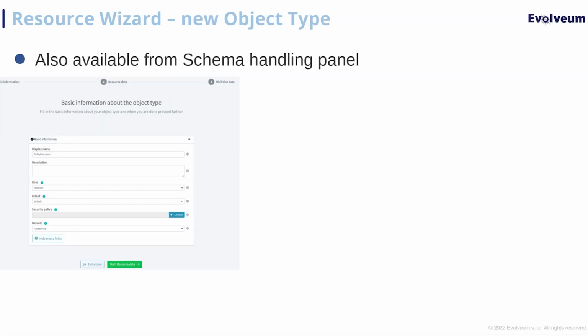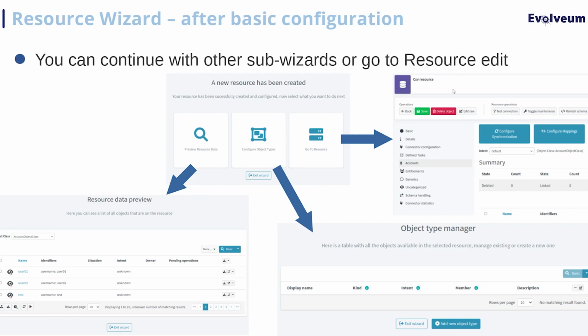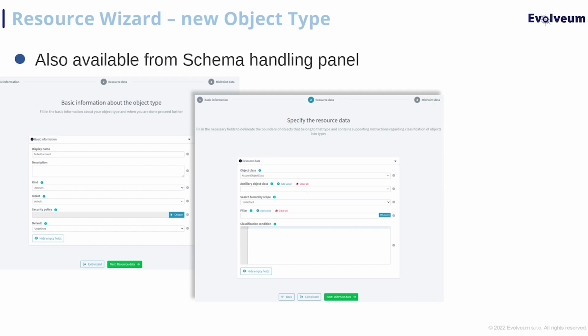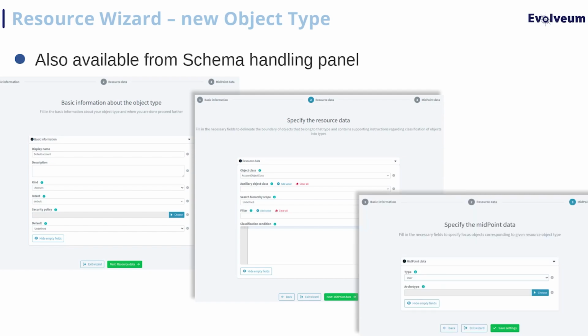To show what you can do next, on the edit screen, you can go to schema handler and choose another object type, and with that another wizard opens, which allows you to, again in relatively simple steps, define a new object type. So in this case we are creating a default account. It will be the account object class, which is the object class selected before, and it will be mapped to MidPoint user.